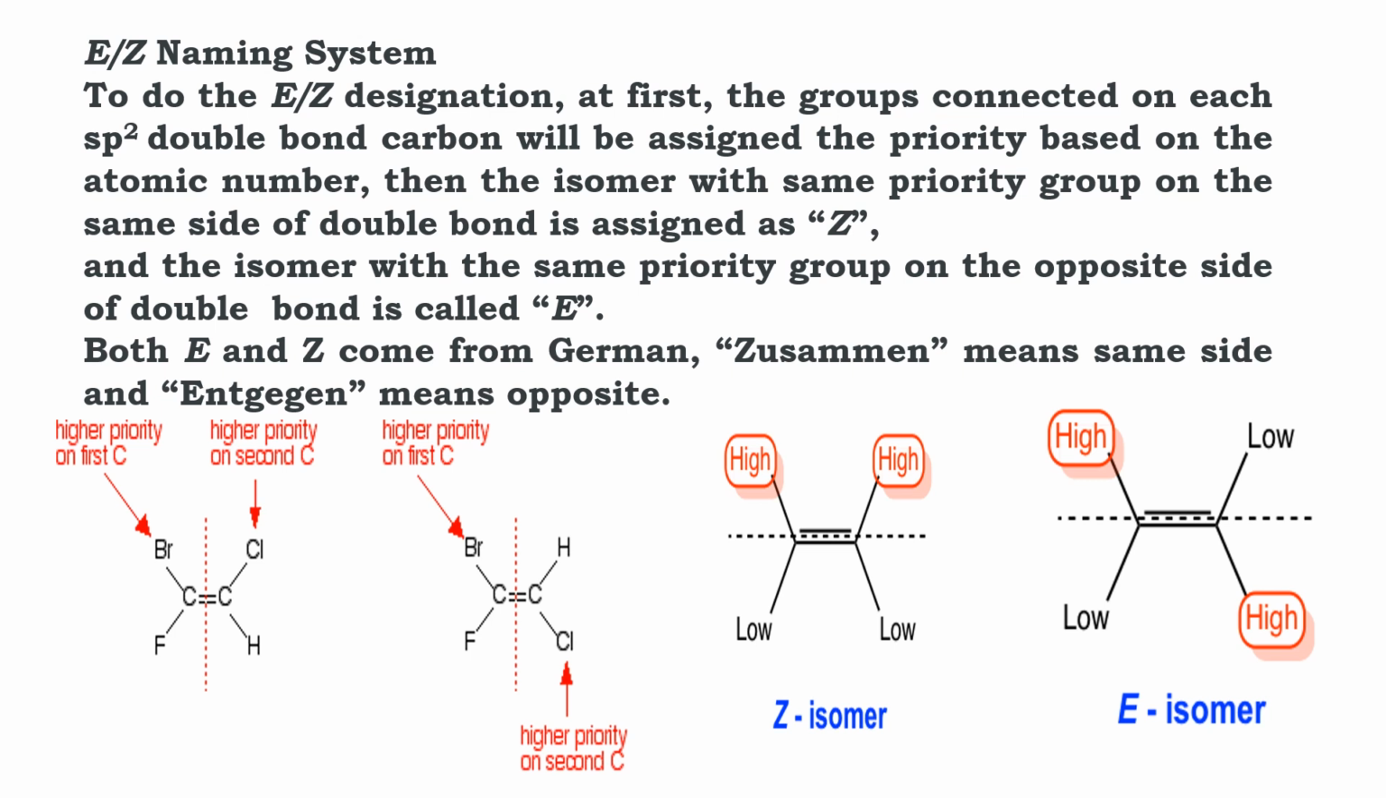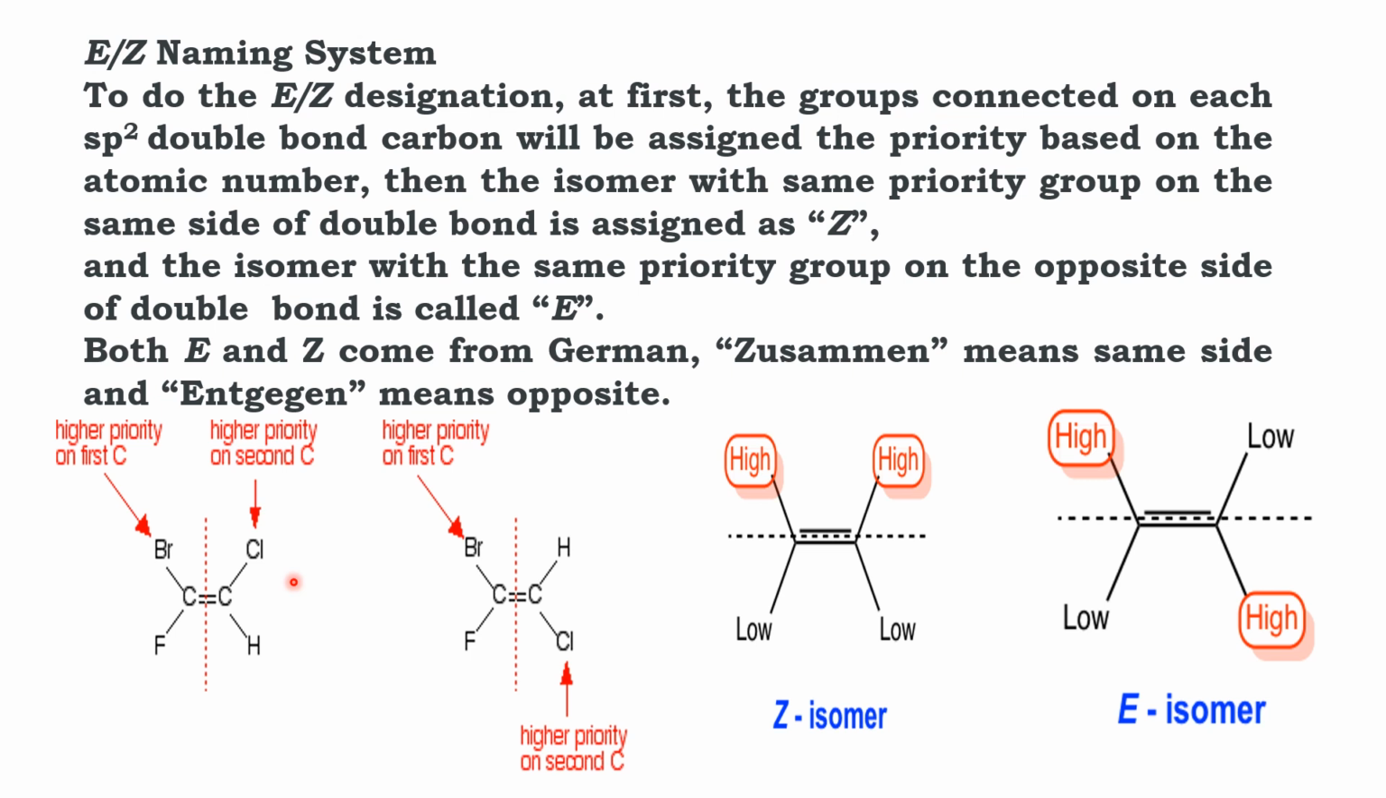To identify the E and Z isomer, we have to consider the corresponding carbon atoms around the double bond. For example, see here, I have a double bonded compound with four atoms attached to the carbon-carbon double bond: one is bromine, another is chlorine, another is fluorine, and the fourth one is hydrogen. These four atoms are different. Hence, we cannot say they are cis or trans isomer. So we have to determine the priority.